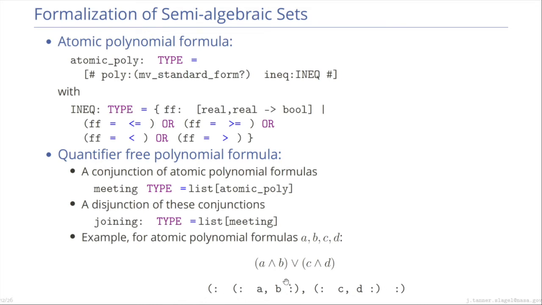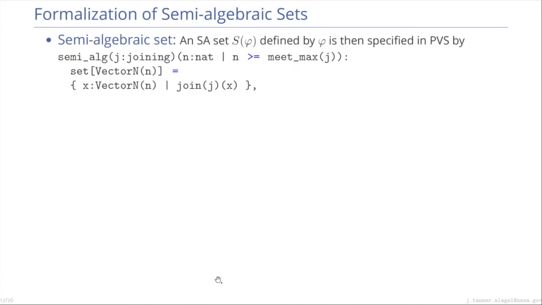So it's a list. The first entry of the list, corresponding to the first conjunction, is AB. The second list in the list is CD. This corresponds to the conjunction CD. And each one of these entries is connected with a disjunction, and that corresponds to the outermost list. So you'll notice that this has a direct correspondence with disjunctive normal form. Once you have that in PVS, defining a semi-algebraic set is nothing more than constructing the set of all the vectors that satisfy that joining expression.